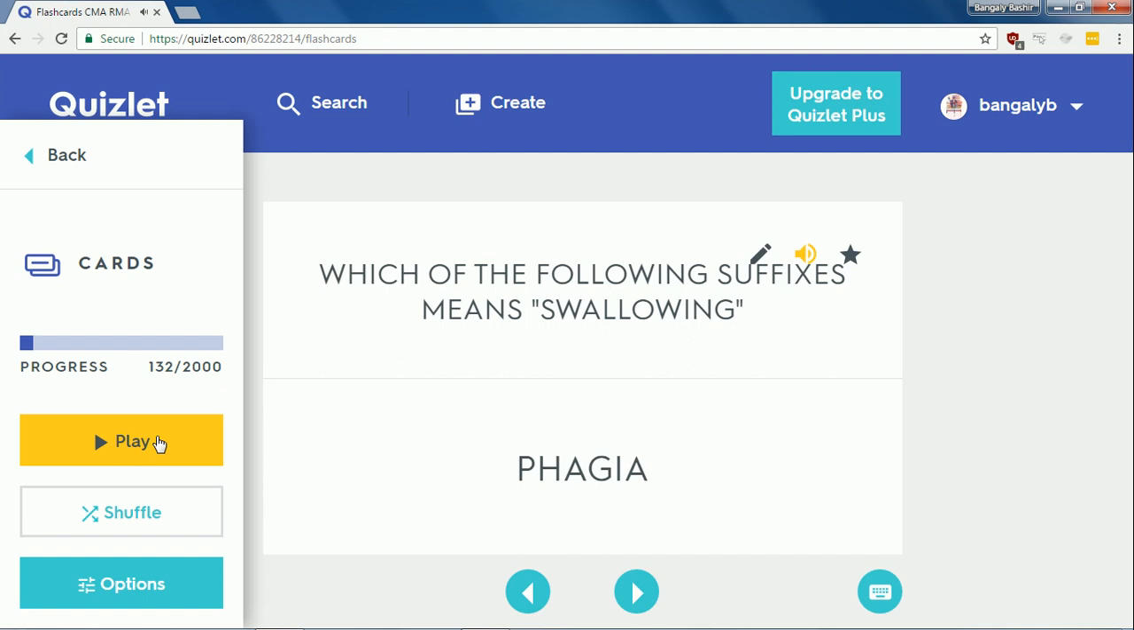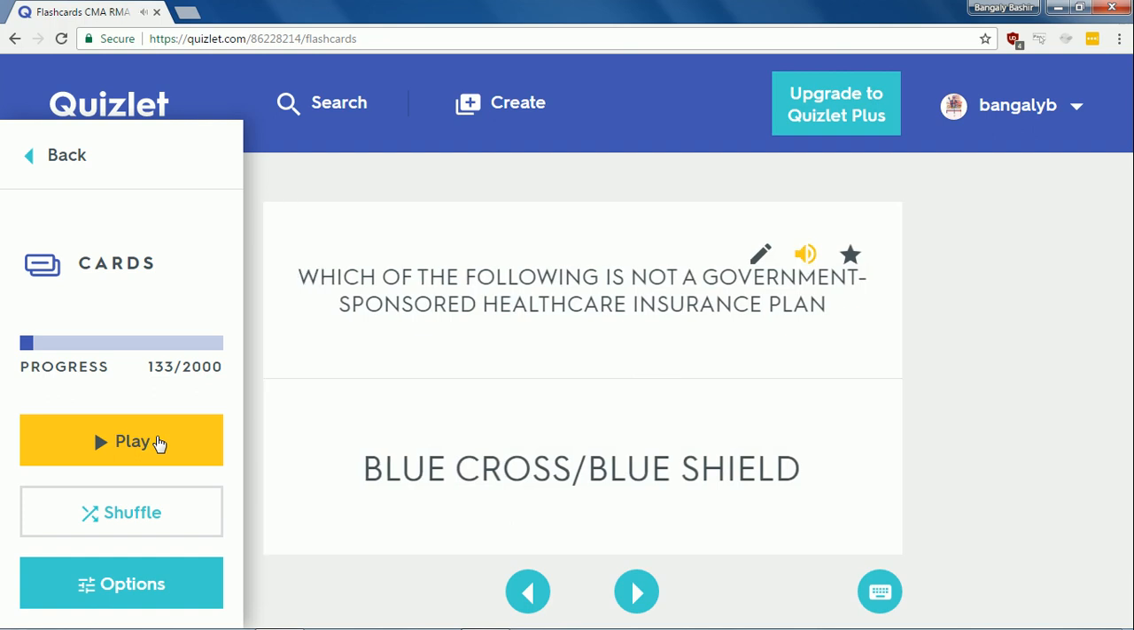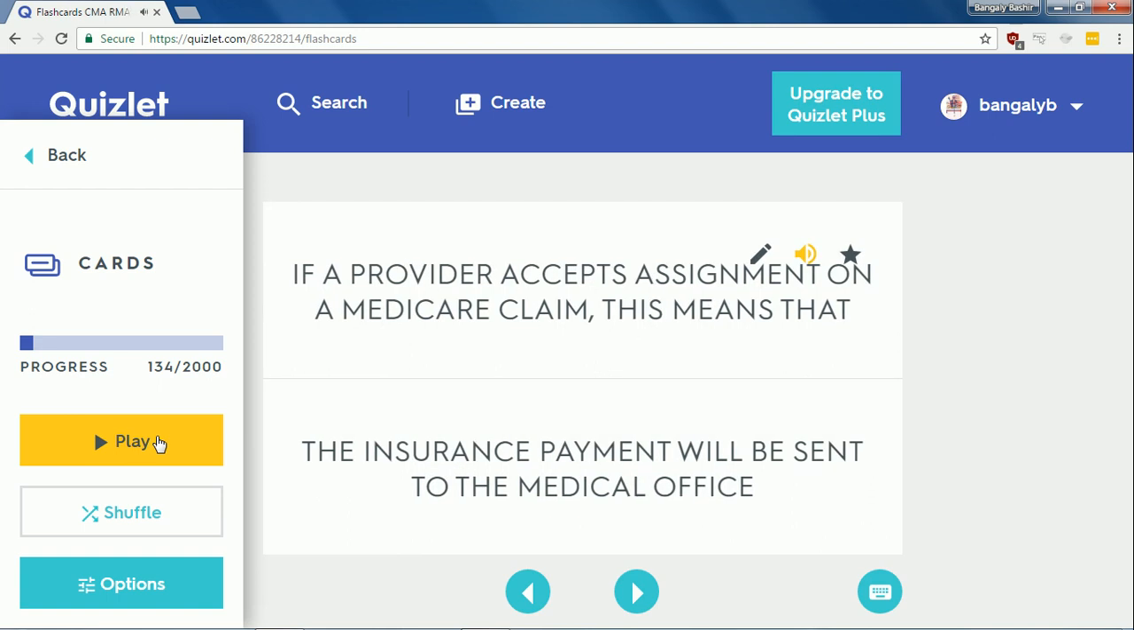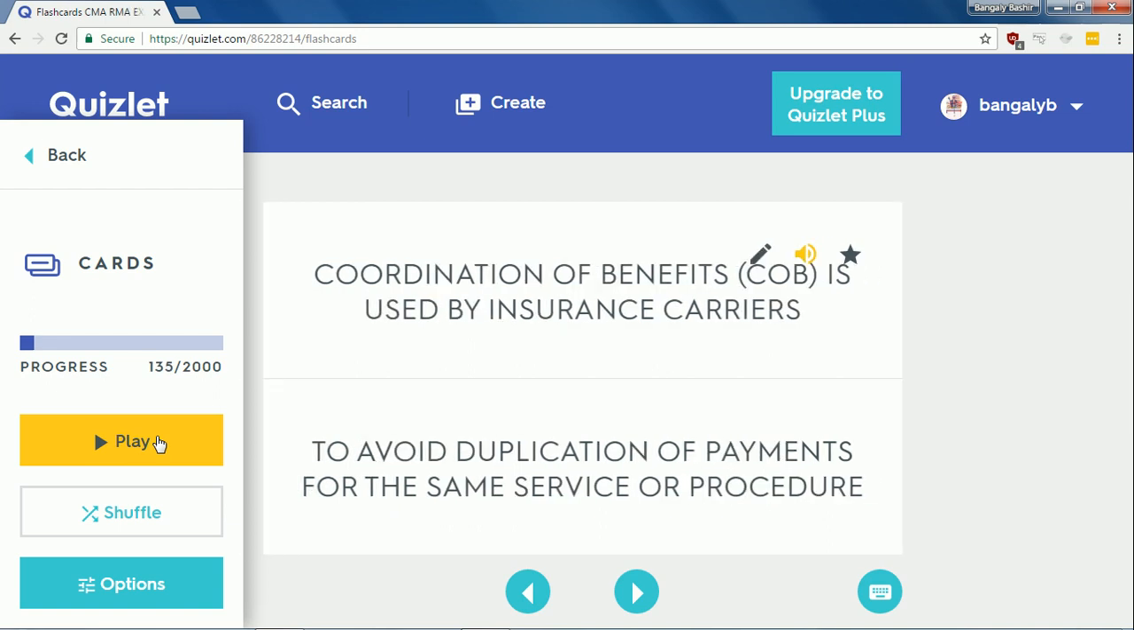Which of the following suffixes means swallowing? Fagia. Which of the following is not a government-sponsored healthcare insurance plan? Blue Cross Blue Shield. If a provider accepts assignment on a Medicare claim, this means that the insurance payment will be sent to the medical office. Coordination of benefits is used by insurance carriers to avoid duplication of payments for the same service or procedure.